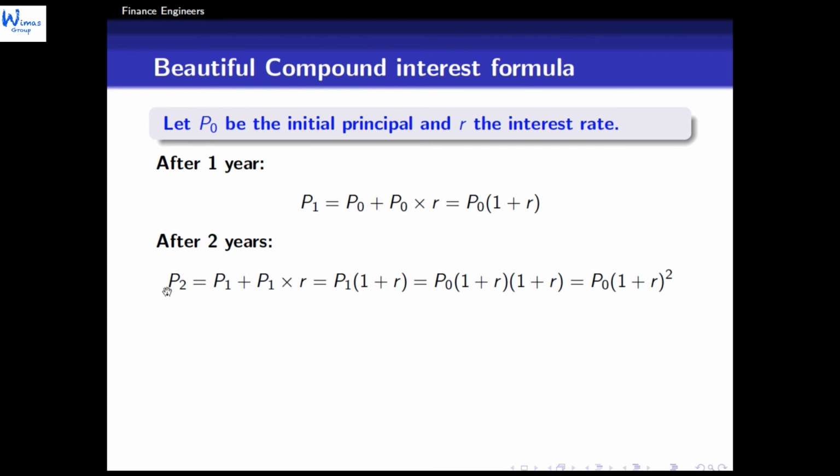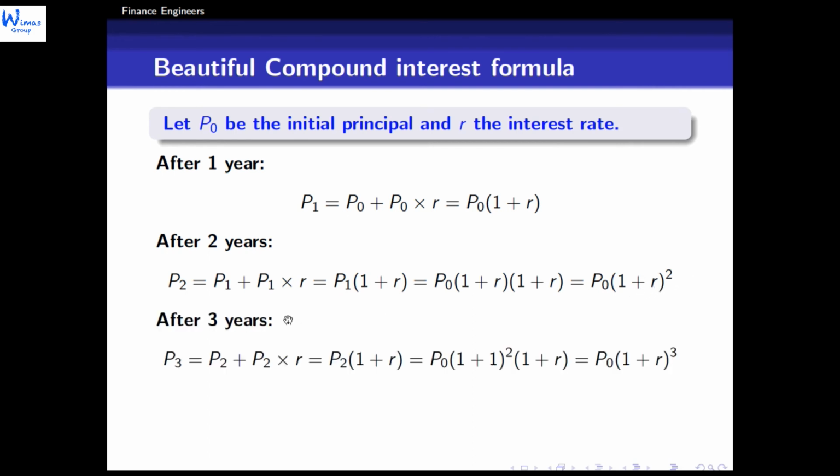Then after 2 years, you see P2 is like P1 times 1 plus interest rate, like the money you obtained at the end of the first year. This one is like the initial investment from the beginning of the second year. And you will see that P1 times 1 plus R is the same as P0 times 1 plus R, because we have seen that P1 is equal to P0 times 1 plus R, which is here. P0 times 1 plus R, times now 1 plus R here. And these two can simply be written as 1 plus R squared. So P2 is equal to P0 times 1 plus R squared.